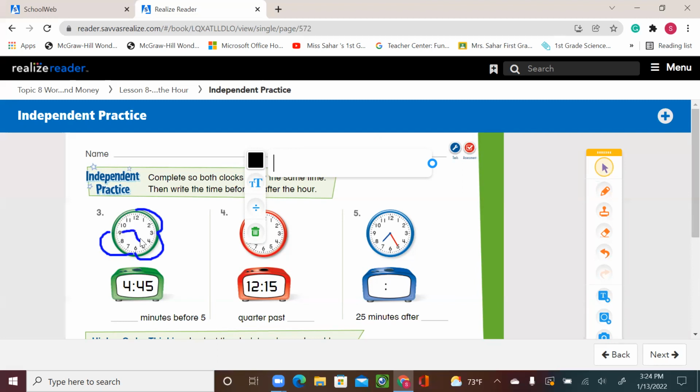How many minutes before my hour hand moves all the way to 5? 15. So it's 15 minutes before 5. I'm gonna put 15 here. And this is how you answer. You draw your minute hands and hour hands, and then write the time before or after.